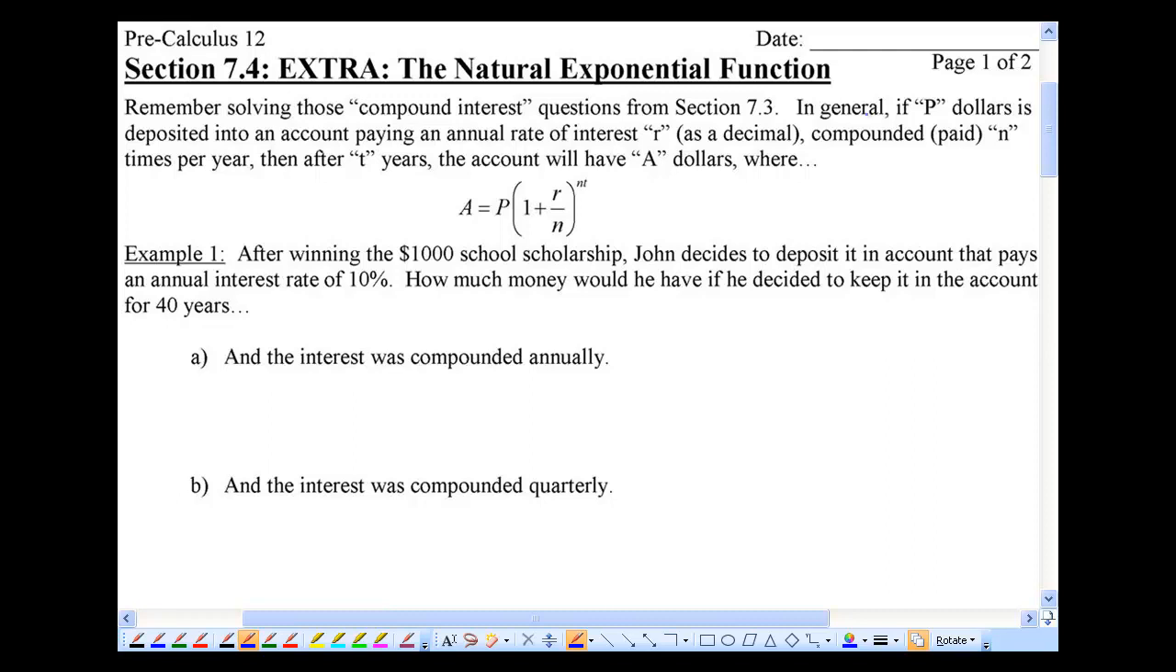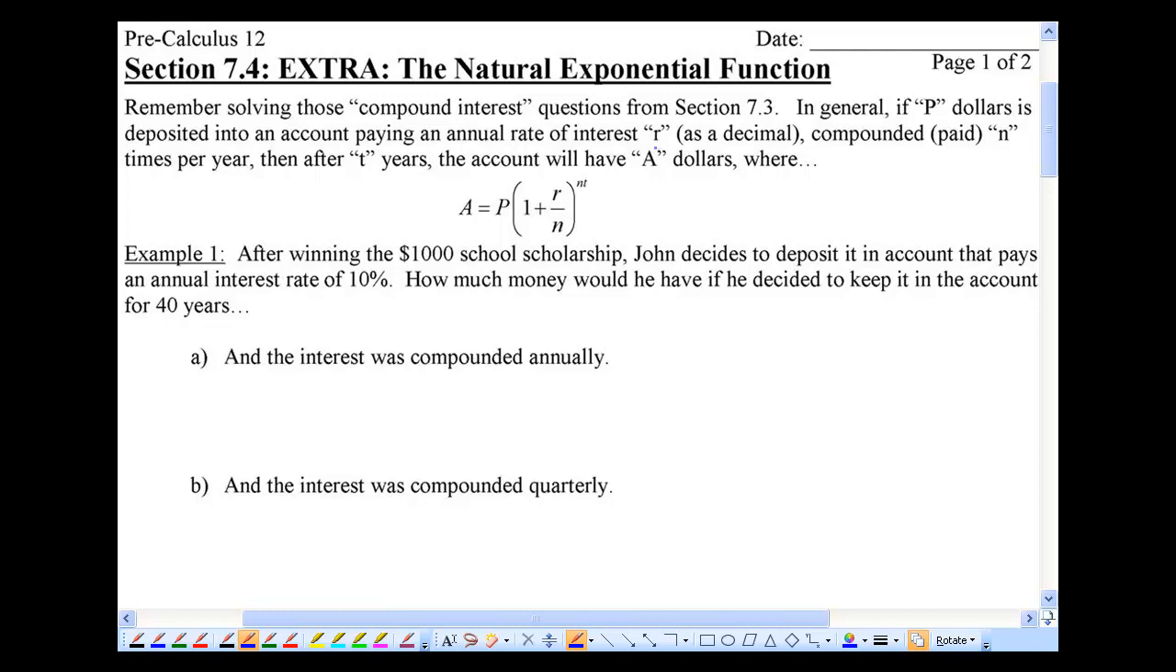Now, I've tried to generalize this in the formula here. In general, if you have P dollars, and that's what you deposit into an account, your starting amount or your principal, and it pays you an annual rate of interest, and I used R instead of I here, but it doesn't matter. R stands for rate of interest. Don't forget R must be a decimal, so don't put it as a percentage. And then you're compounding that amount n times per year, so for semi-annually, n would be 2, monthly, n would be 12, and so on. And then after t years, the account will have what I call A dollars. A, of course, is just the final amount.